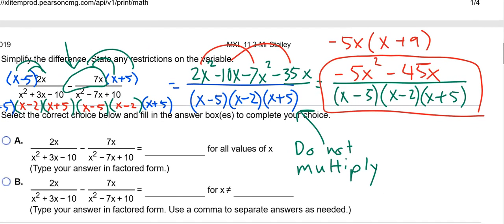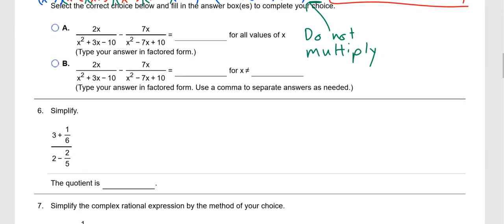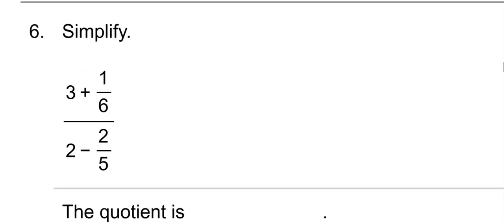Yeah, there's nothing you could do with that. You could pull out the negative 5x, but it's just not going to help you. Okay, now, we'd like to get rid of these. These are called complex fractions, and they're fractions inside of fractions, and I would really like to get rid of those.